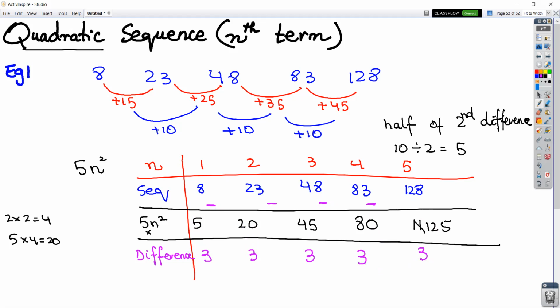So we now have the common difference, the same number: 3, 3, 3, 3. Because we're getting the same number, we write down that the nth term of this quadratic sequence would be 5n squared plus 3.